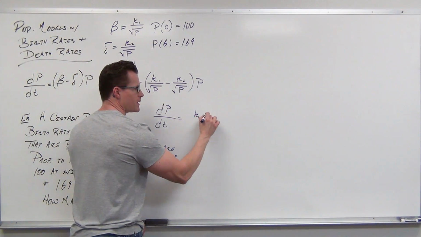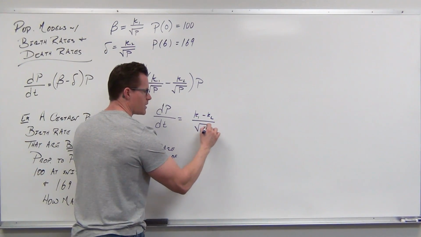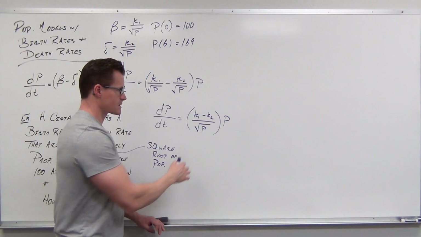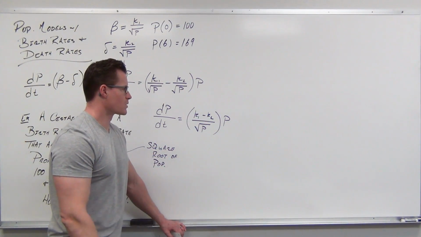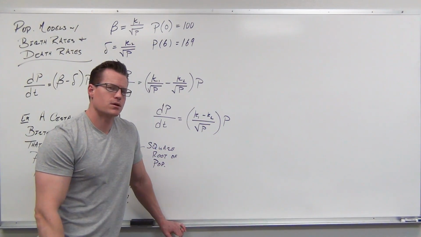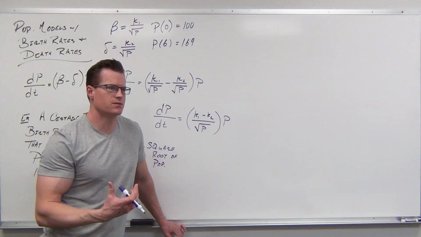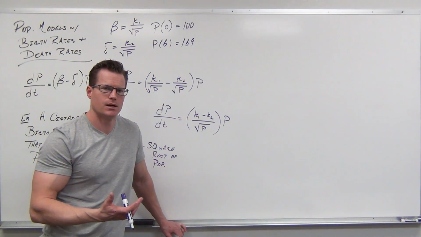So k sub 1 minus k sub 2 all over square root of population times the population. And you can see right now we're going to do basically the same thing. We're going to simplify this square root population. One other thing you're going to see a lot of: is it true that a constant minus a constant gives you a constant? Is that true?